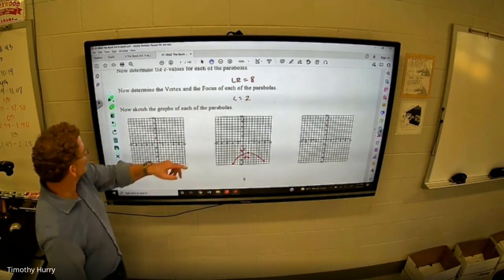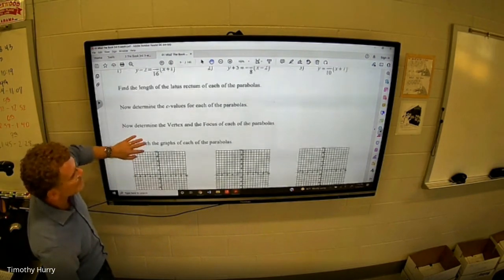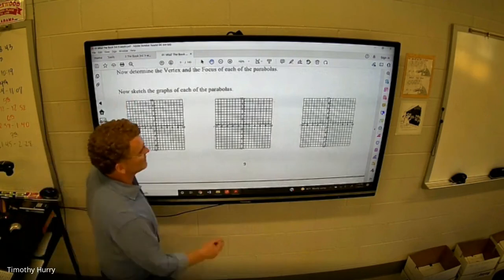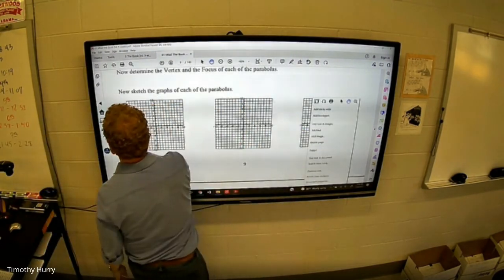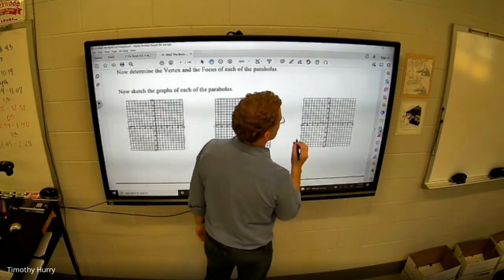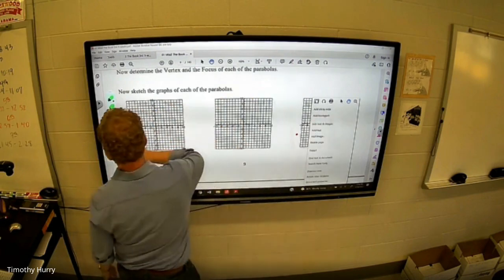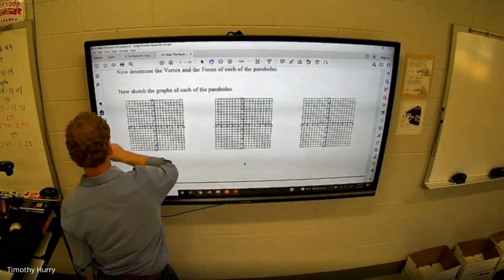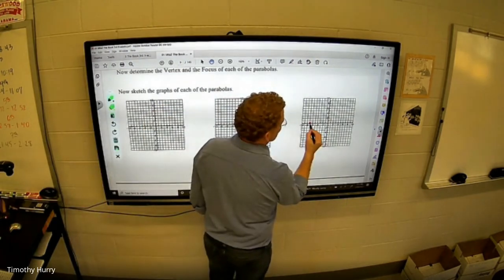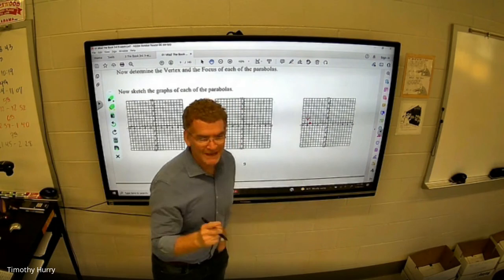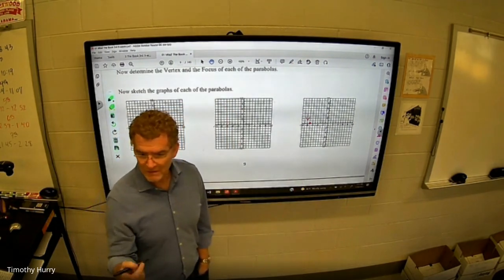And then the last one, I can't even see. But here I had what? -7, 0. So right here, -7, 0 was my... okay. So at -7, 0, there was my vertex. What was my C value? 2.5.